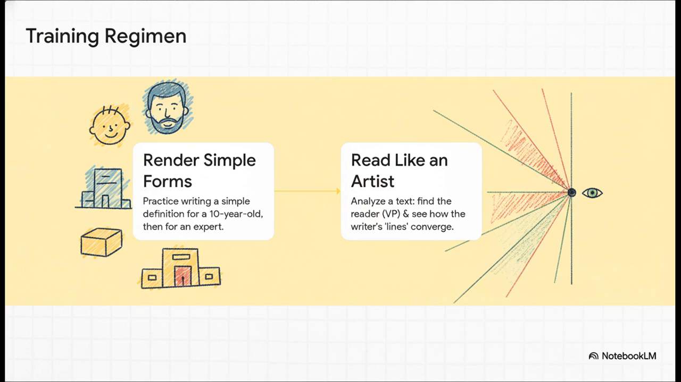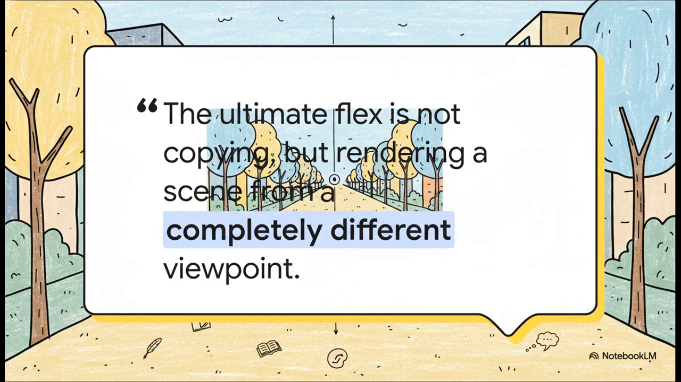Second, start to read like an artist. When you find a piece of writing you really admire, try to reverse engineer it. Ask yourself, who is the vanishing point here? And how did the author masterfully align every single choice to point right at them? Practicing this leads to the ultimate goal. For an artist, true mastery isn't just about copying a scene perfectly. The real flex is being able to render that same scene from a totally different angle. And the same is true for our writer. Mastery is understanding an idea so deeply that you can make it clear and compelling for any audience, from any perspective.